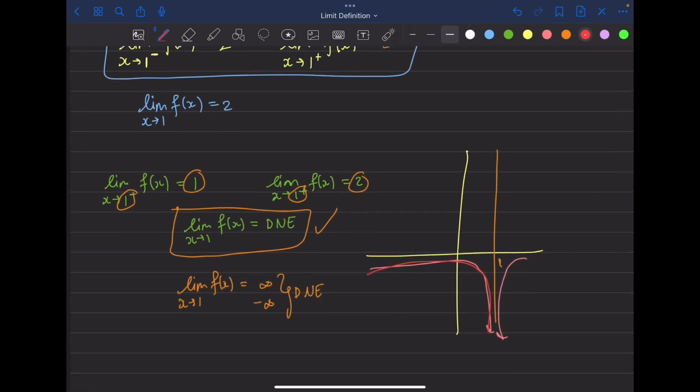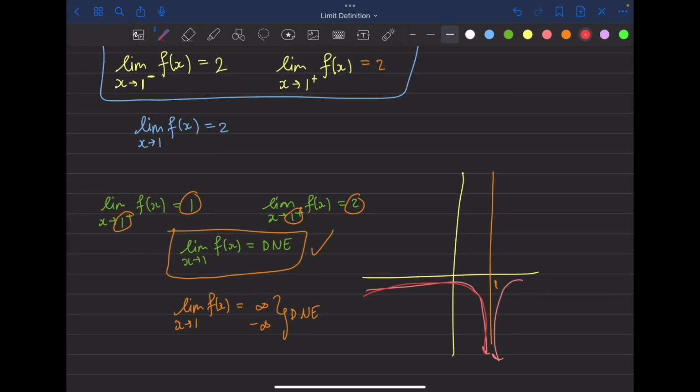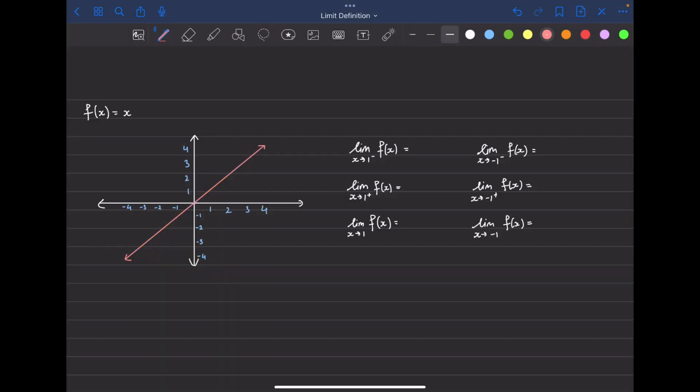Let's move on to 2 examples of finding an answer for any limit. Okay, question number 1. Here we have the function f of x is equal to x, or in other words, y is equal to x. This is the most basic linear function you can ever have. But yeah, you can even see the pink line over here is the function.